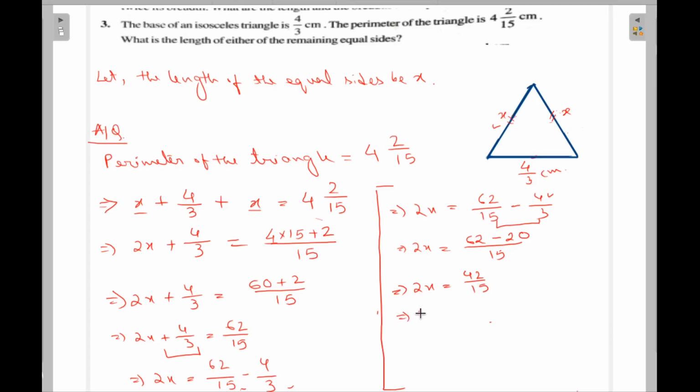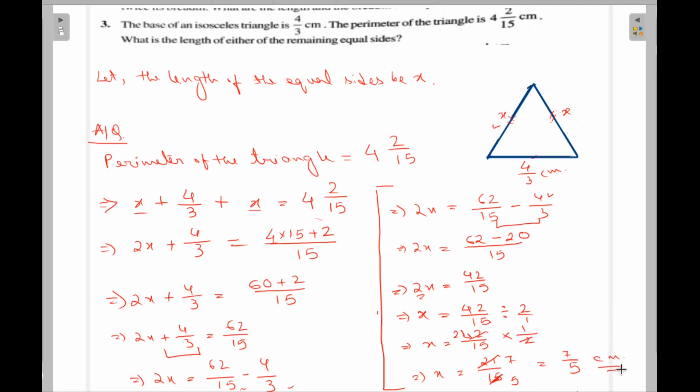So now x equals 42 by 15 divided by 2. We are taking this to the other side, so 2 can be written as 2 by 1. So x equals 42 by 15 multiplied by 1 by 2. Okay, if we reduce it, it will become 21. So x equals 21 by 15. Again we can reduce it by 3, so it is 7 and this is 5. So 7 by 5. So x equals 7 by 5. That means the length of the equal sides is 7 by 5.